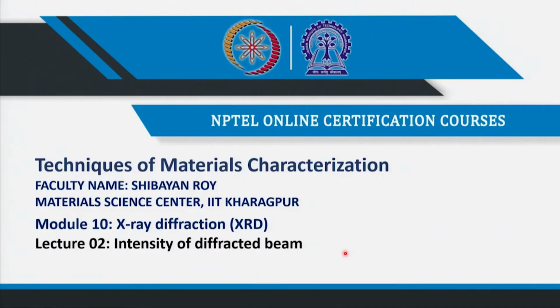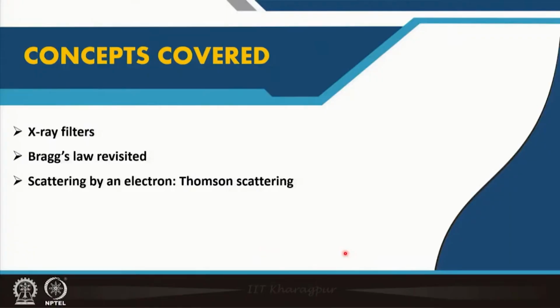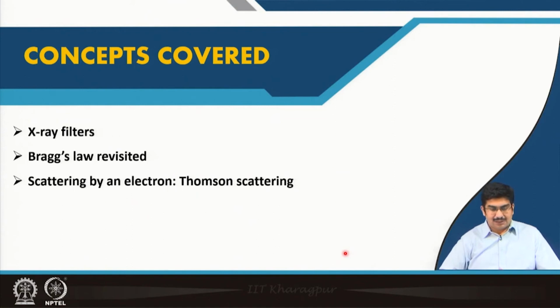And now from this lecture onwards, we will start discussing the intensity of the diffracted beam. Before that, we will cover one small topic left over from X-ray absorption, generation of X-rays and instrumentation of an X-ray tube. That is X-ray filters. We will discuss that briefly, and then we will start our discussion about the intensity of the X-ray beam, the intensity of the diffracted beam.